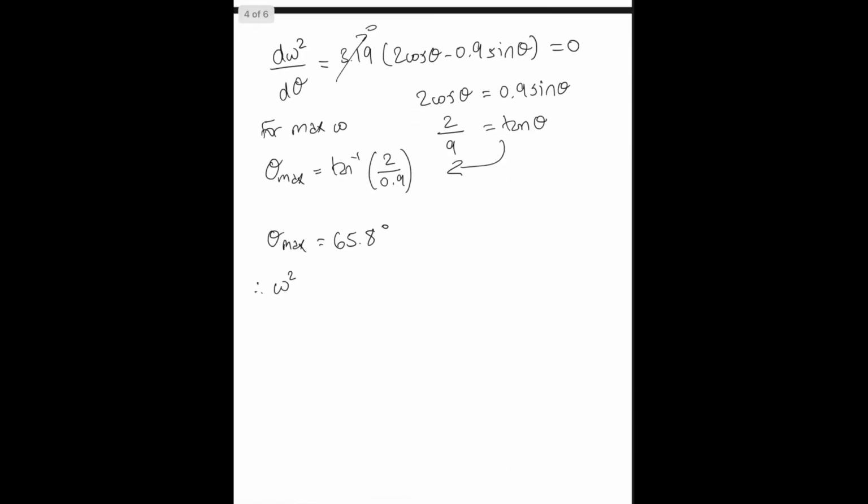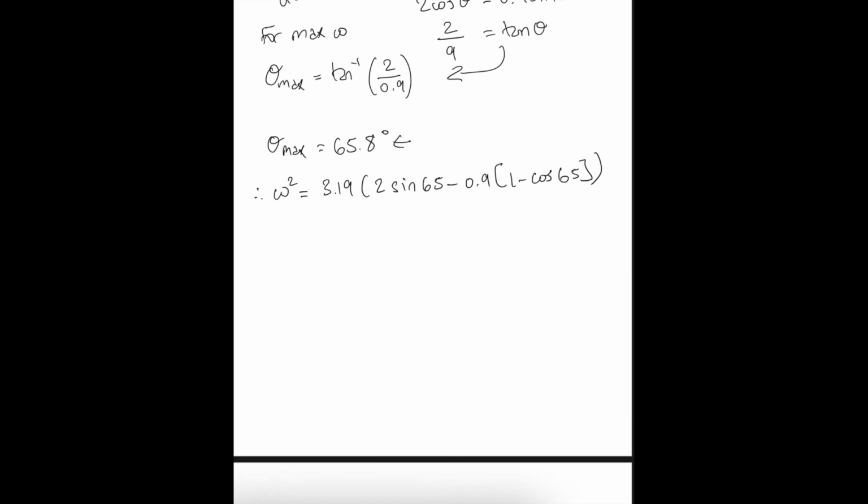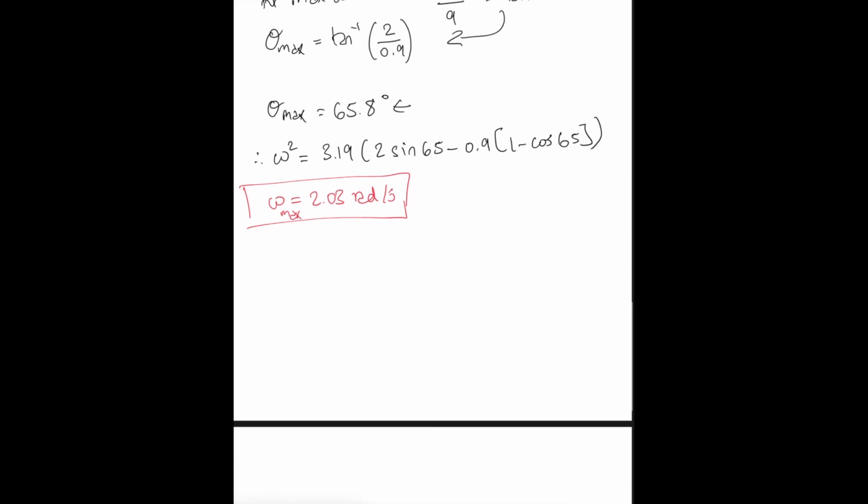our maximum omega, omega squared, is going to be 3.19, and we're going to plug in our theta max. So sine 65 minus 0.9, 1 minus cosine 65. And that's going to give us a value for the angular velocity, which is 2.03 radians per second. Now that's not the end of our question, right? We still got the force to calculate.